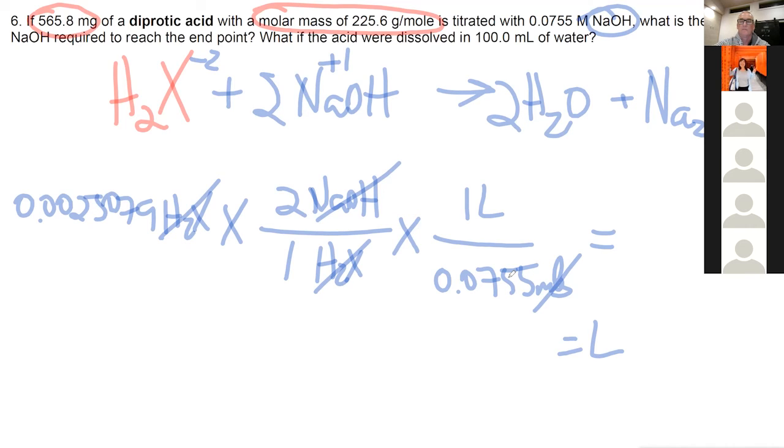I got 0.0664. 0.0664 what? Liters. That's what I was getting at. So how many significant digits should we use? Three. Why three? From the molarity of sodium hydroxide.